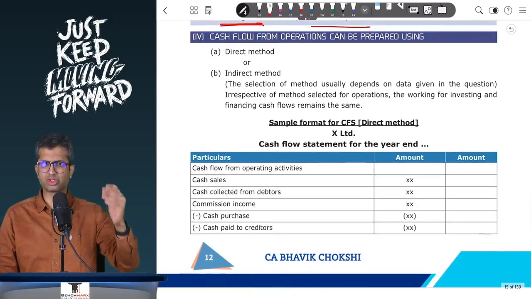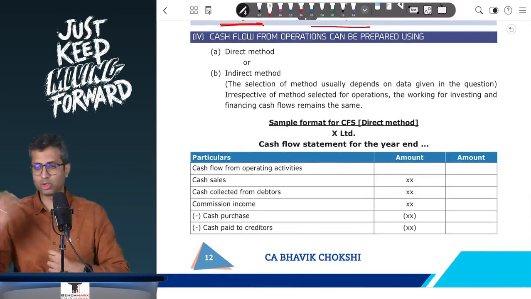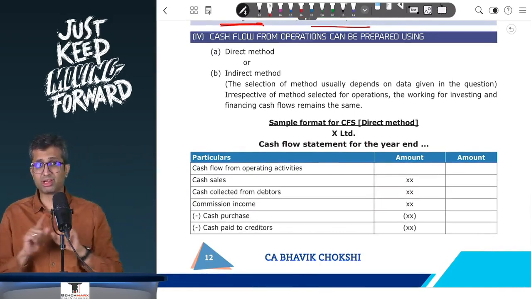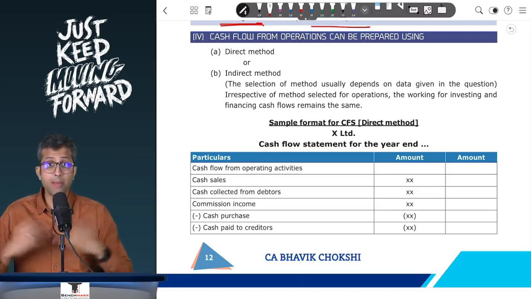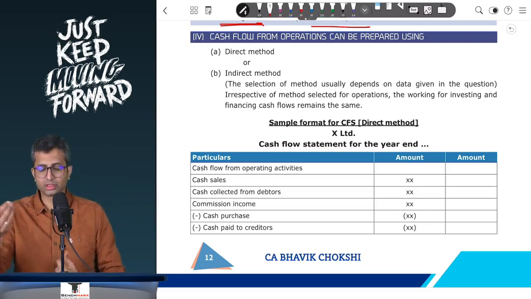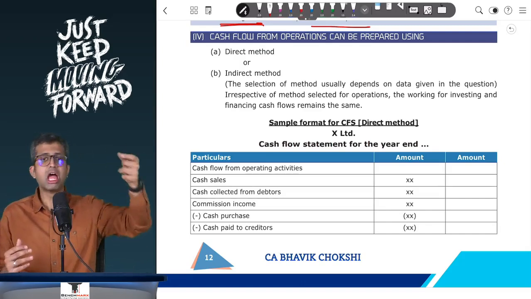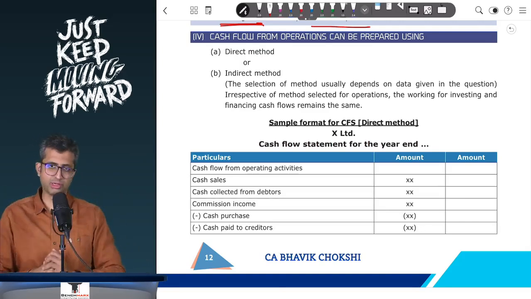Over here, the selection of the method, remember, depends on the data available in the question. If your data is given regarding only the bank account, then direct method is the only method possible. If your data is given regarding only 2 balance sheets, then indirect method is the only method which is possible, because you don't have the direct sales, purchase, etc. But if you are given data regarding 2 balance sheets and 1 income statement, then you can either follow the direct method or the indirect method, whichever is more comfortable for you.